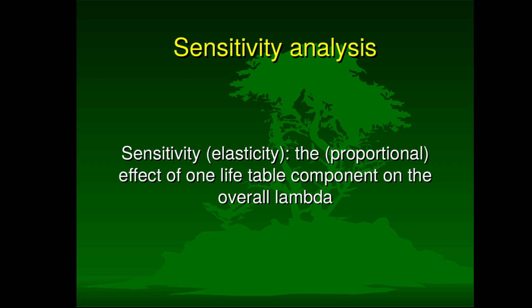Elasticity is the slope of the relationship between the life table component and the life table lambda, divided by lambda. In other words, it's the proportional effect. Sensitivity is the raw effect of the same component on the overall lambda.